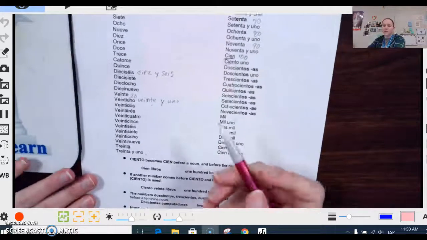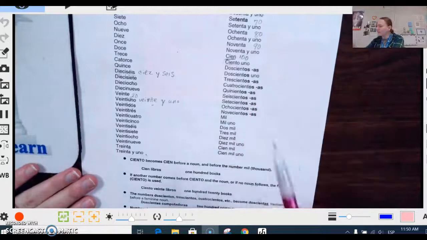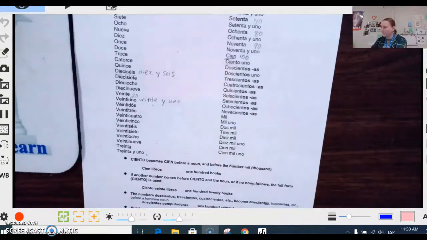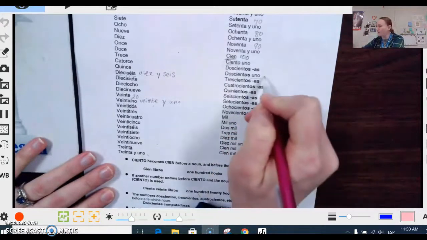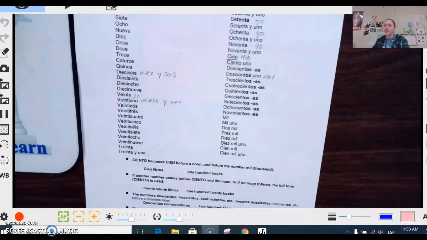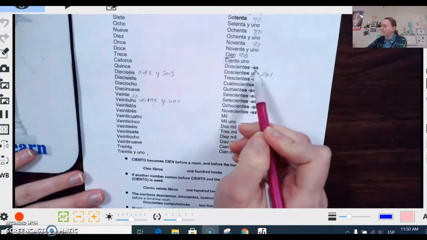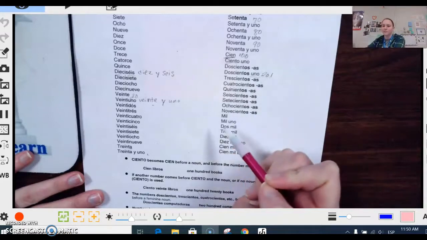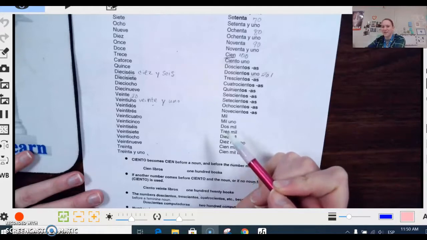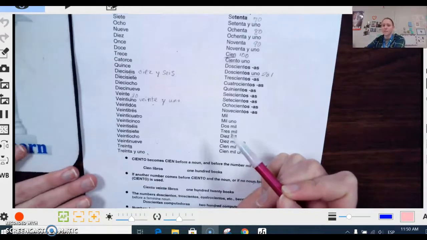Okay? So then we have our hundreds places, doscientos, trescientos, all the way through. And again, it's going to do the same thing. So doscientos uno. If you note here that we have this AS, so if we have a feminine noun that comes next, then we're going to change it to doscientas. So if we have 200 computers, doscientas computadoras. I don't know that I do this a lot. Usually I'm talking about something that's masculine. If I'm talking about large numbers, I'm talking about dollars or students or something like that.